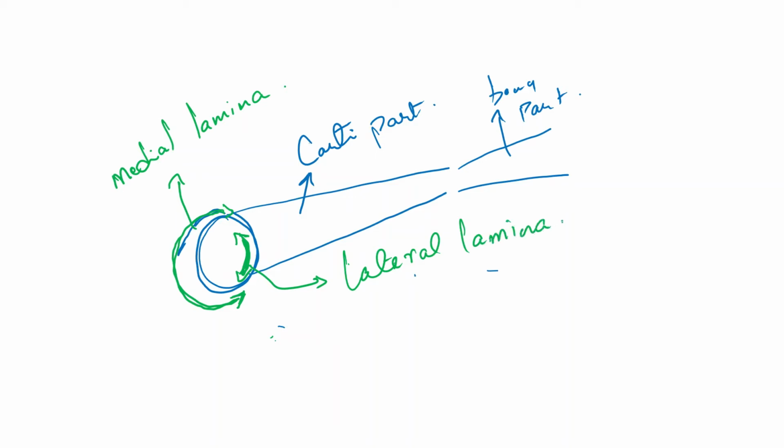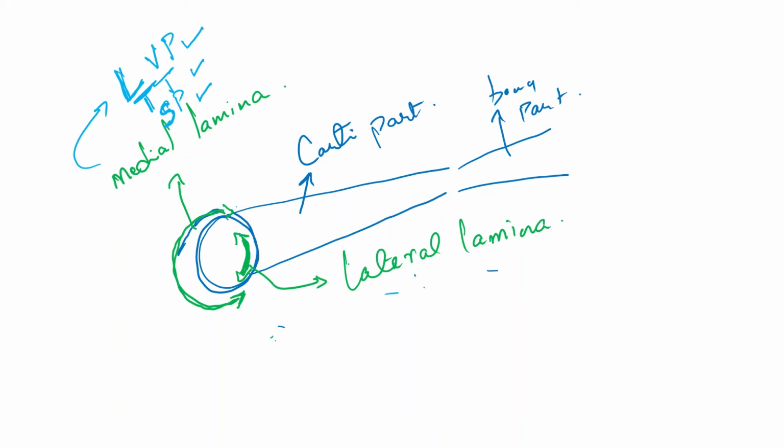There are some structures attached to the medial lamina and lateral lamina of the auditory tube. The medial lamina receives the attachment of three muscles. Number 1 is the levator veli palatini, number 2 is the tensor tympani, and number 3 is the salpingopharyngeus. You can just remember it as LTS. L stands for levator veli palatini, T stands for tensor tympani, and S stands for salpingopharyngeus.